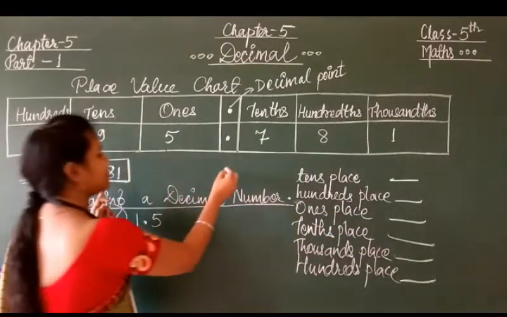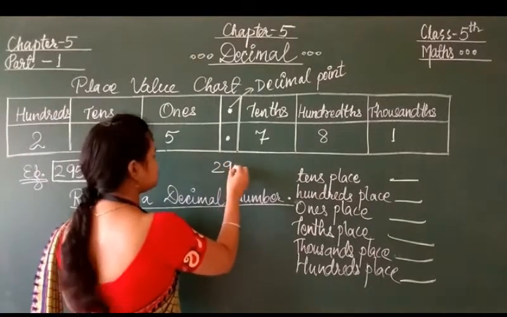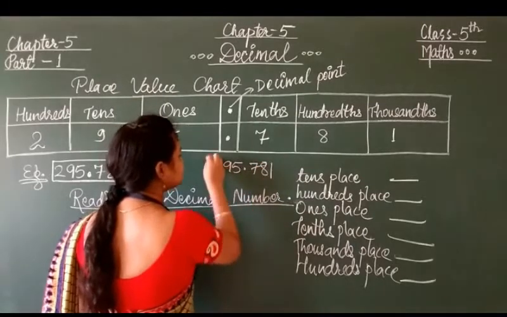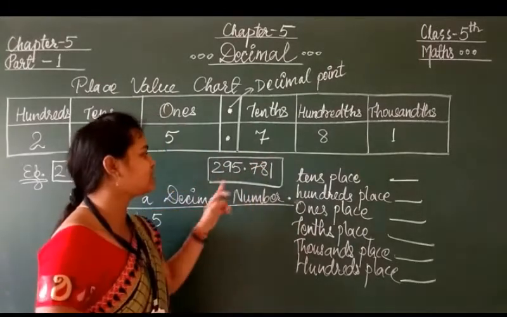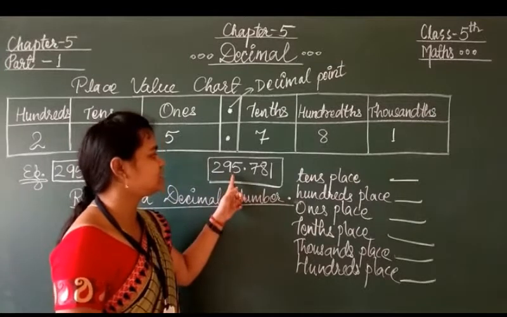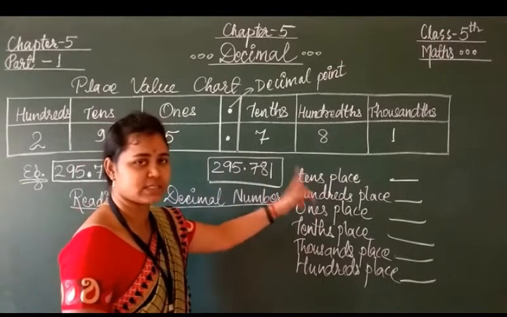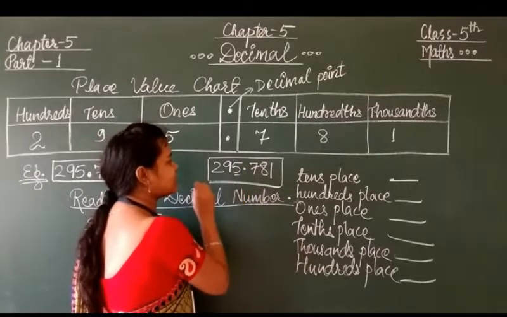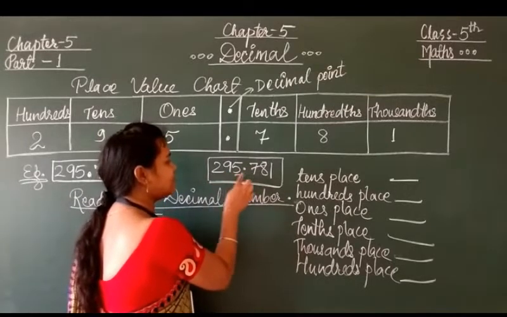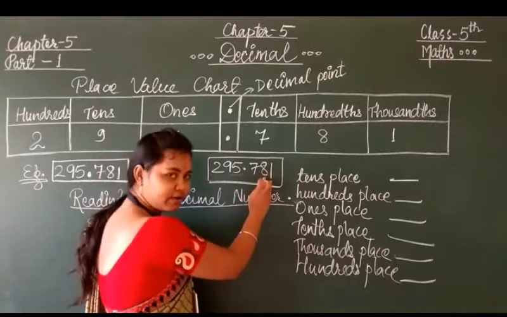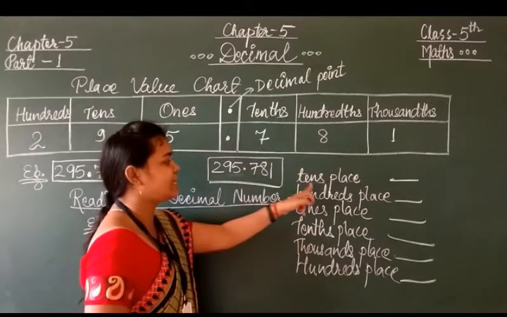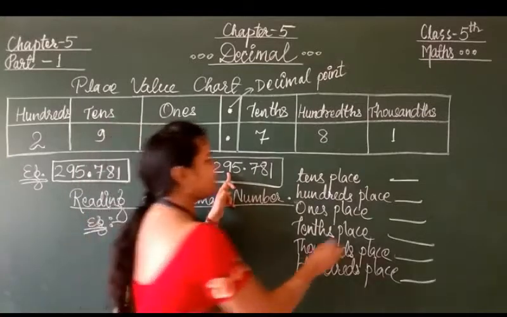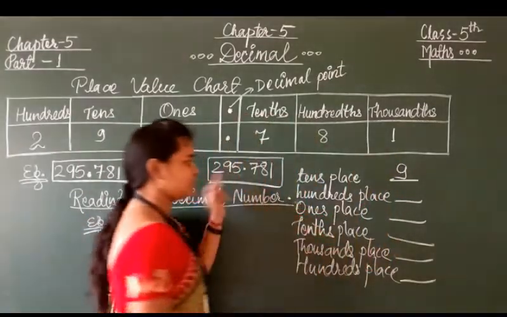See this number, I am writing it once again here, 295.71. This is the number, and if I ask you to write the digit which is in tens place. So tens place, this is not tens place, ones, tens, hundreds, and this is tens, hundreds and thousands. So tens place we have to write down, so ones, tens. So which is in tens place? 9 is in tens place.